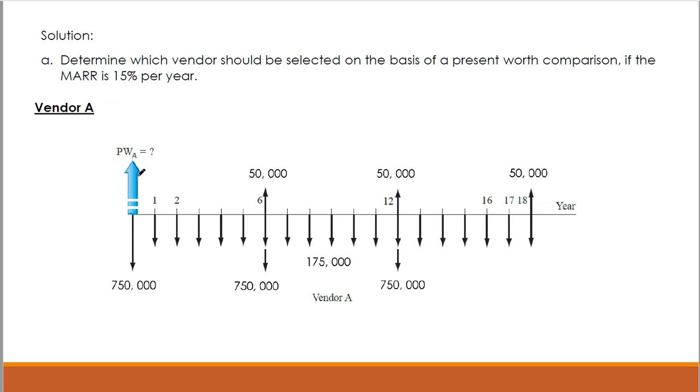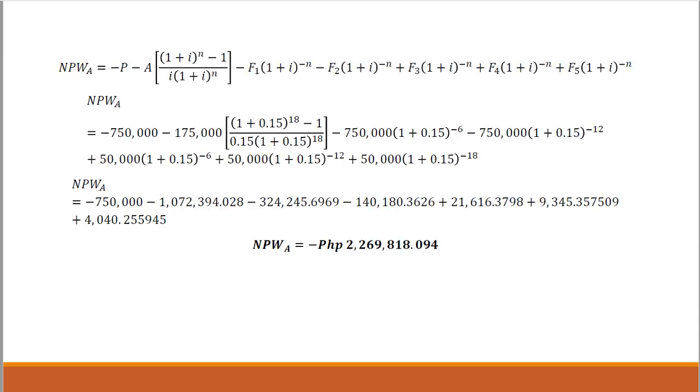50,000, 50,000, 50,000, punta dito sa may compute natin yung present value or present worth niya. Ganon din ito. So, we know how to compute that already. Ito na yung ating equation. Okay, and then for letter A, for vendor A, ang net present worth natin is negative 2.27, approximately 2.27 million pesos. That's the net present worth. Okay? So that's vendor A.